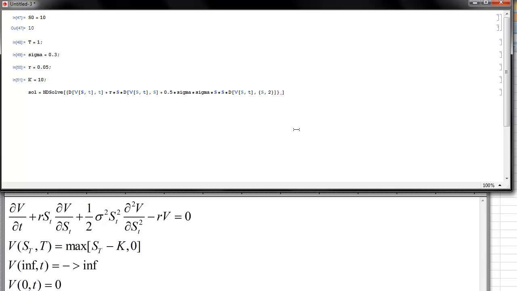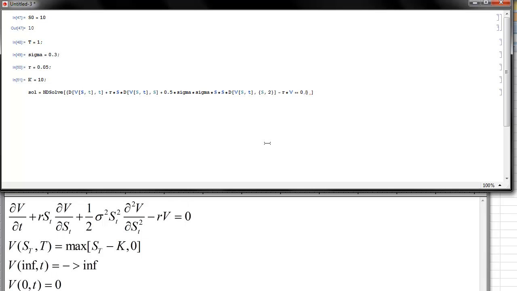And minus r times V, and that all is equal to 0. Don't forget that this is a double equal sign. Okay, and just behind that you put the boundary conditions. Okay, so we are going to put here the boundary conditions we have specified here.